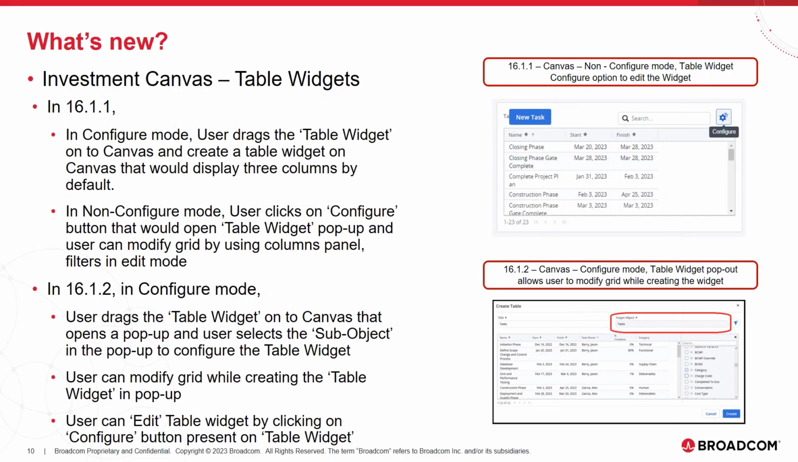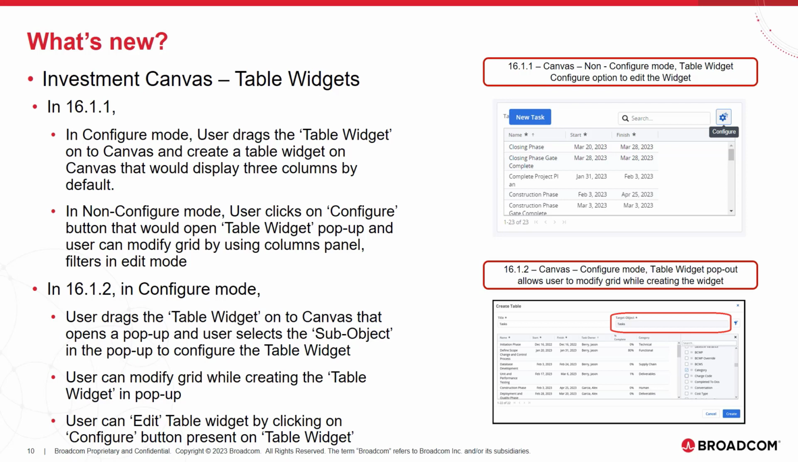Investment Canvas table widgets continued. In 16.1.1, in configure mode, user drags the table widget onto canvas and creates a table widget on canvas that would display 3 columns by default. In non-configure mode, user clicks on configure button that would open table widget pop-up, and user can modify grid by using the columns panel filters in edit mode.